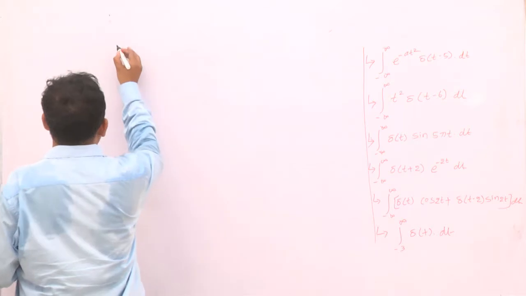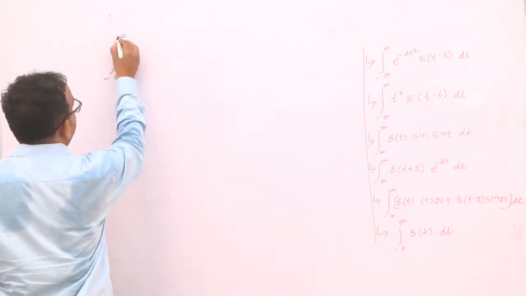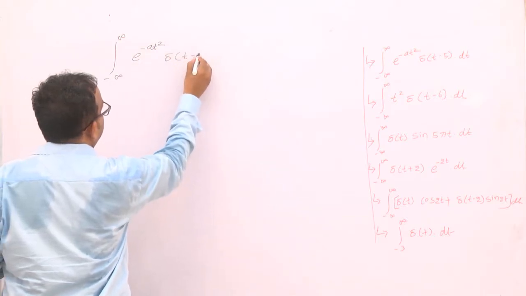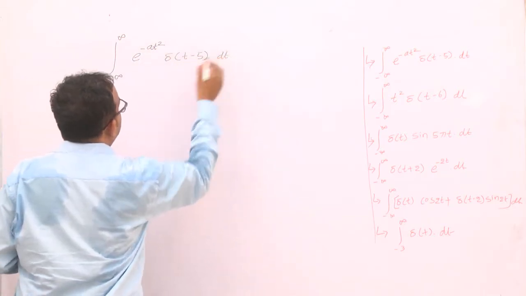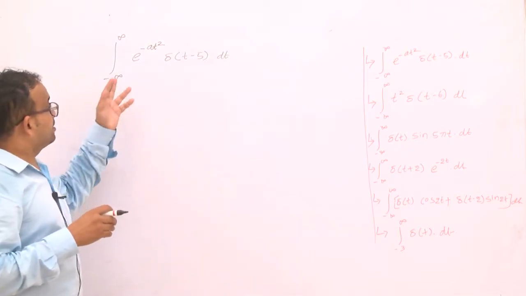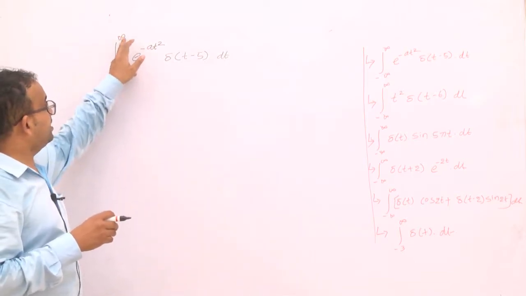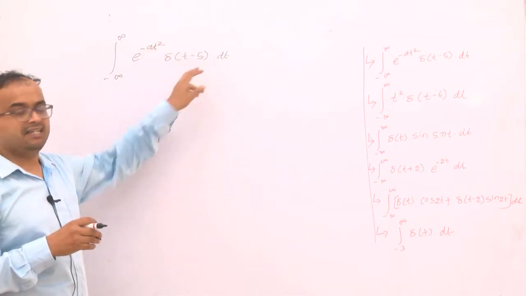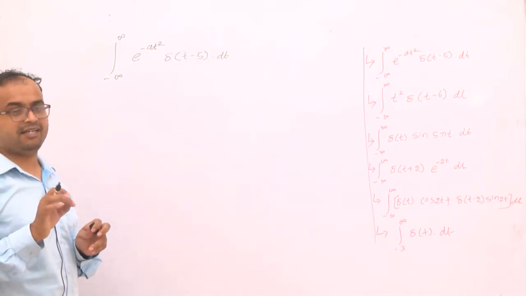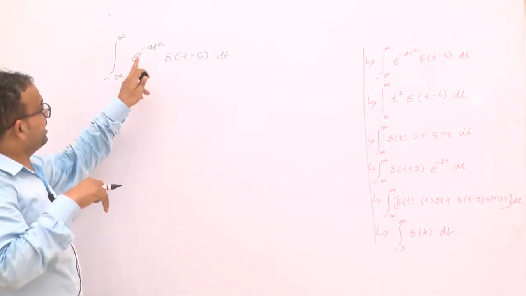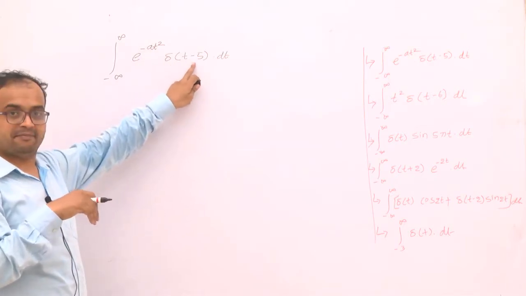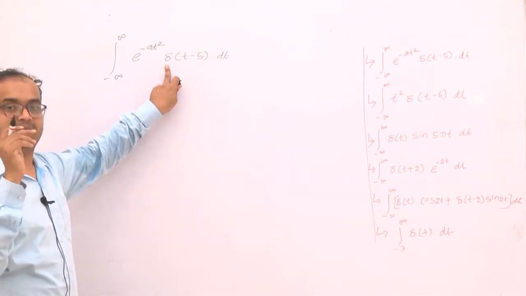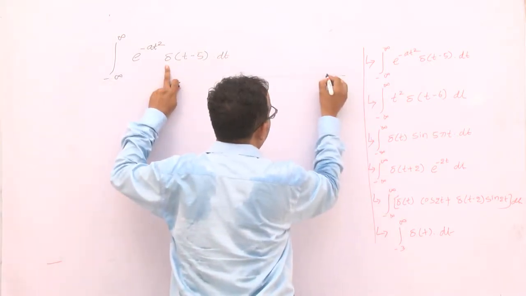That is given like this. So this is the problem. Now we have to integrate from minus infinity to infinity, e to the power minus a t square, delta of t minus 5, dt. Right? So now how to solve? This is a very easy problem. When we have delta of t minus 5, we can tell that the delta function is present at t equal to 5. This is shifted to t equal to 5, right?